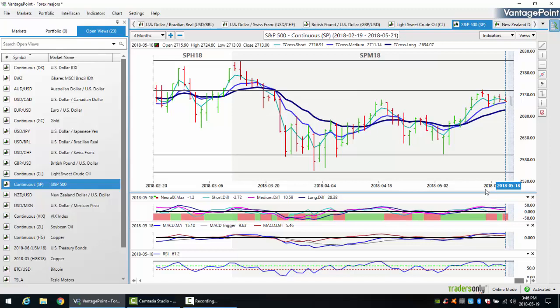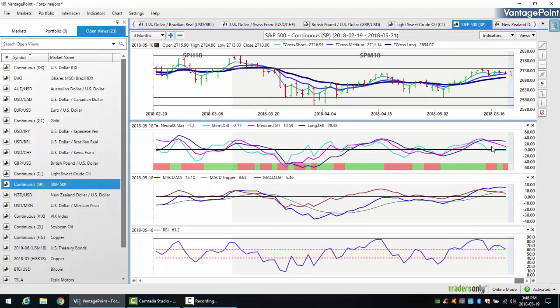But when we look at the medium term crossing the long-term predicted difference right here, it's warning that the S&P 500 could be getting ready for a bigger move to the downside. Now, that will only happen if the dollar strengthens further. So if you equity traders are watching this, you want to keep a very, very close eye on that dollar index.